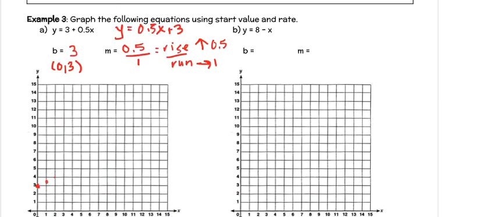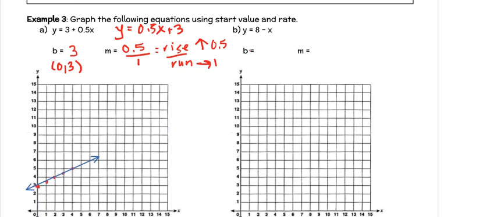So what you're doing is creating steps. You can keep doing it over and over. You can get as many points as you want. Go up 0.5 and then go to the right one. Go up 0.5, go to the right one. And that's how you get a graph of a linear equation like that. And you're just going to connect the points. This is the best I can do this time. And that's your first graph.